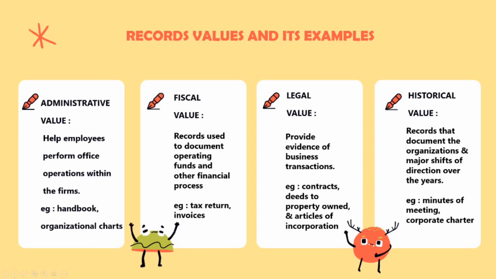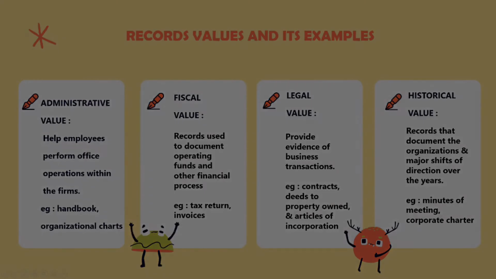Then, legal value. It is the records that provide evidence of business transactions. For example, contracts, deeds to property owned, and articles of incorporation. And lastly, historical value. It is the records that document the organizations and major shift of direction over the years. For example, minutes of meeting and corporate charter.